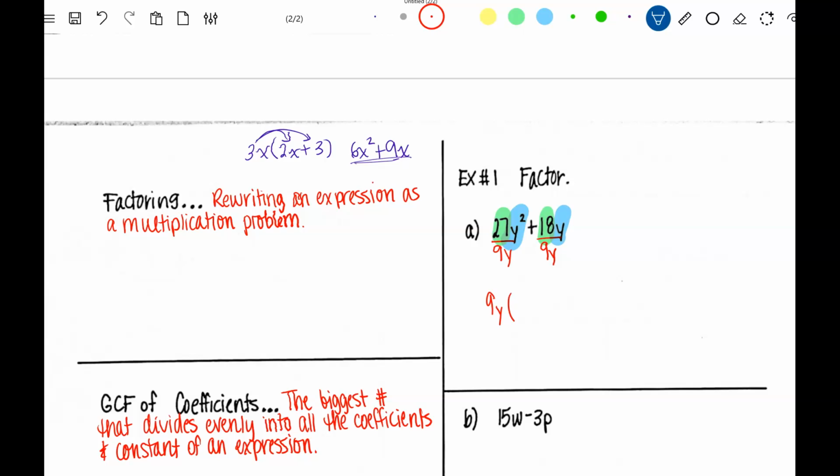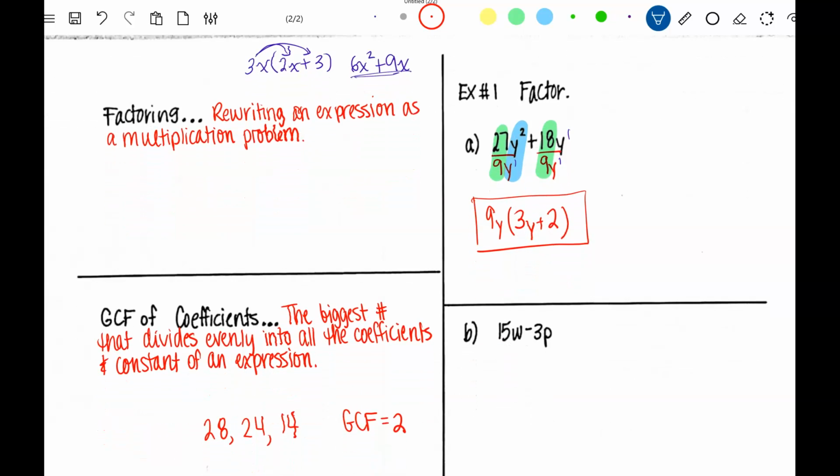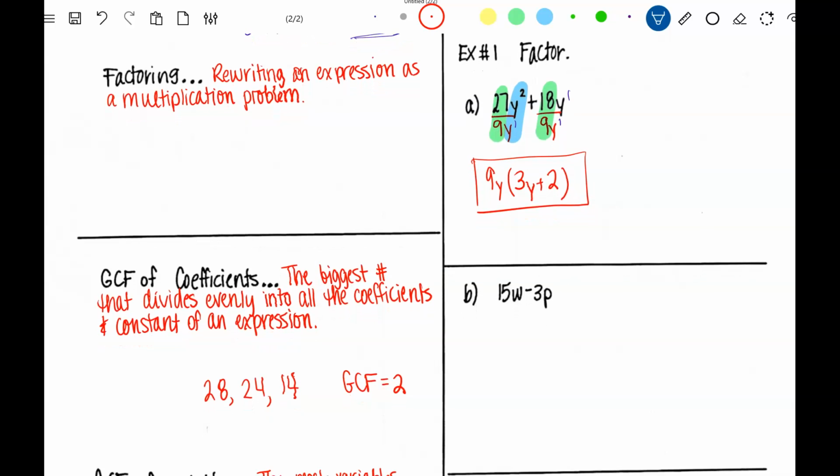And the way I'm going to work that is I'm going to divide left to right. 27 divided by 9 is 3. And when I divide those variables, 2 minus 1 is 1. Next term, 18 divided by 9 is 2. And when I subtract those, 1 minus 1 means that there's 0 y's left. And that's my answer. You can always check by redistributing to see if you get 27y squared plus 18y.